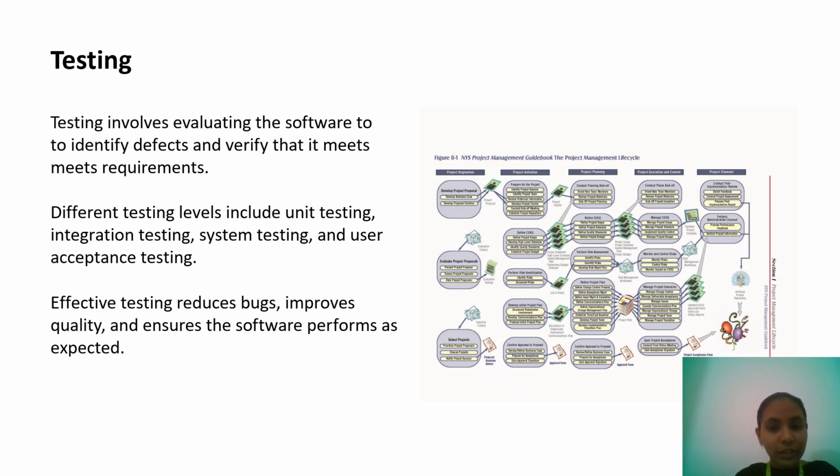Testing involves evaluating the software to identify defects and verifying that it meets the requirements. Different testing levels include unit test, integration test, system test and user acceptance test. Before testing, we need to be clear about everything in our project, whether it's working efficiently or not, and whether the features are working as we expect. We need to check all of this.